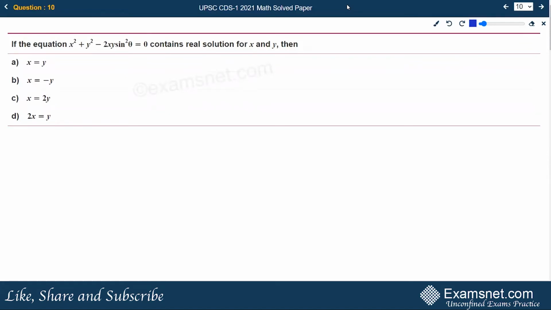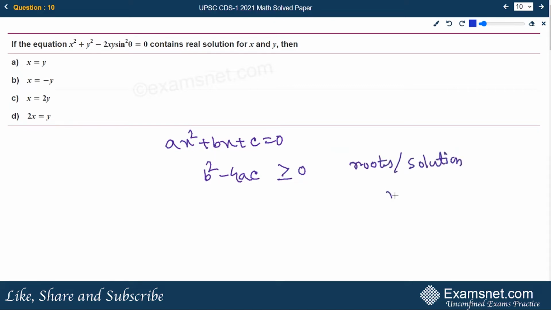Question number 10, we are given: if the equation x square plus y square minus 2xy sine square theta equals 0 contains real solution for x and y, then there are 4 options given. Which one is the correct one? We have to choose that. So we know the general form of a quadratic equation. Now the nature of the solution depends on the discriminant, that is b square minus 4ac. If b square minus 4ac is greater than or equal to 0, then we can say roots or solution will be real.